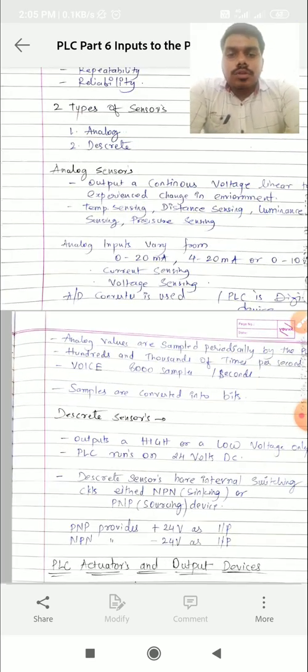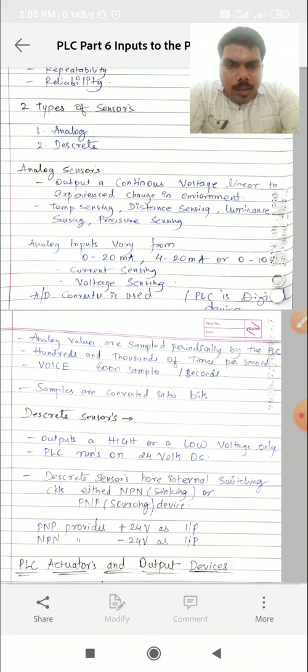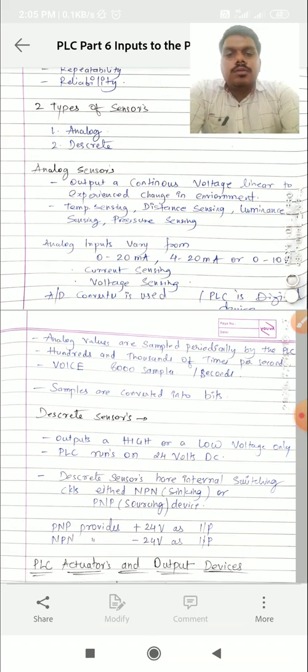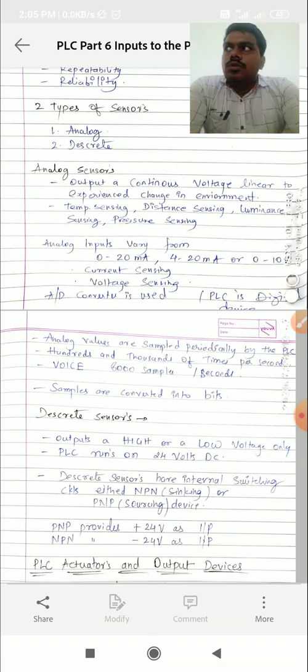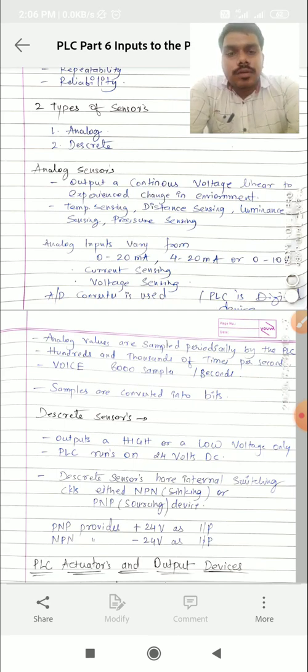Okay, so the analog values are sampled periodically by the PLC. Actually, PLCs are connected to many analog devices. A PLC does not perform only one or two operations, it performs many operations, and it can take many inputs from various analog and digital devices. So various analog devices are sampled together by the PLC.